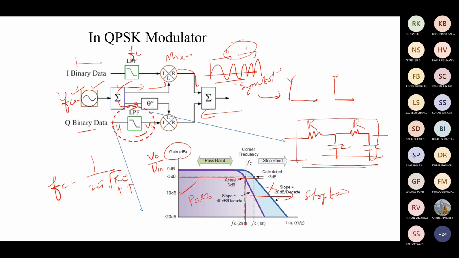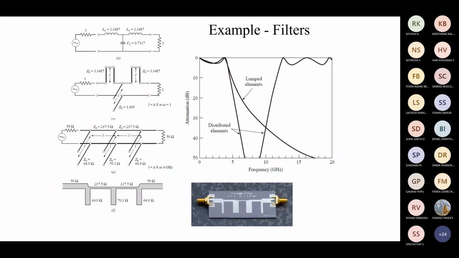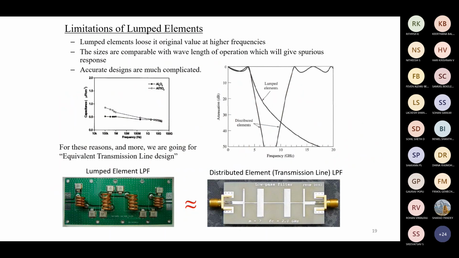This region will be allowed like that. But the problem with this kind of lumped elements, the lumped capacitors and resistors, is that at very high frequencies they lose their properties. You can see that this is one aluminum oxide capacitor. At low frequency, at 100 kilohertz, it shows very high capacitance, but as frequency increases to gigahertz, where the microwave signals are actually going on, they lose their properties.